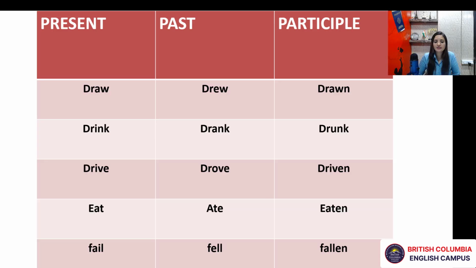Then we have another set of verbs. The first one is draw. And the past form of this verb is drew. The participle form is drawn. So let's curate a sentence onto this. I like to draw a variety of paintings. I had drawn a variety of paintings.